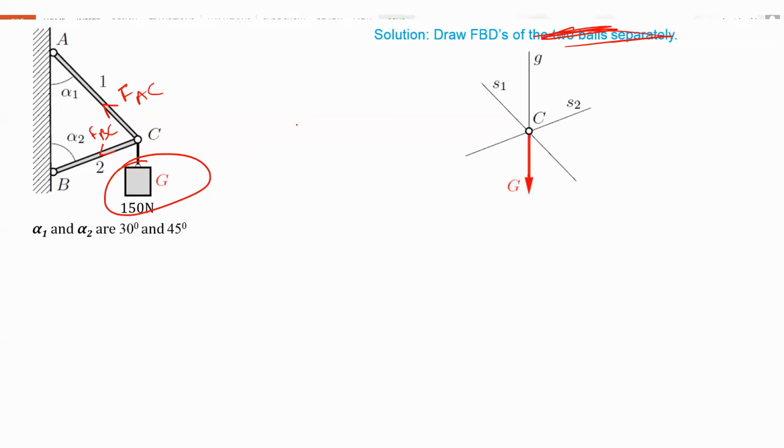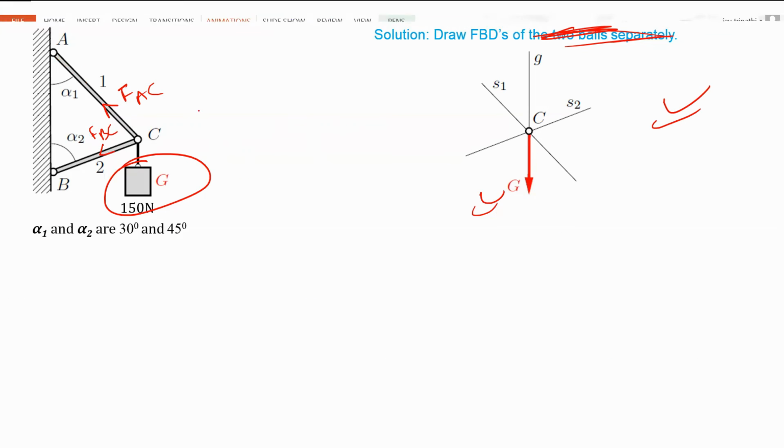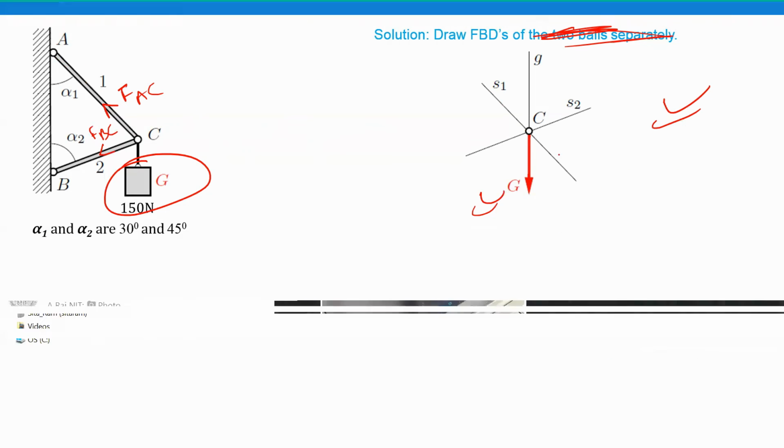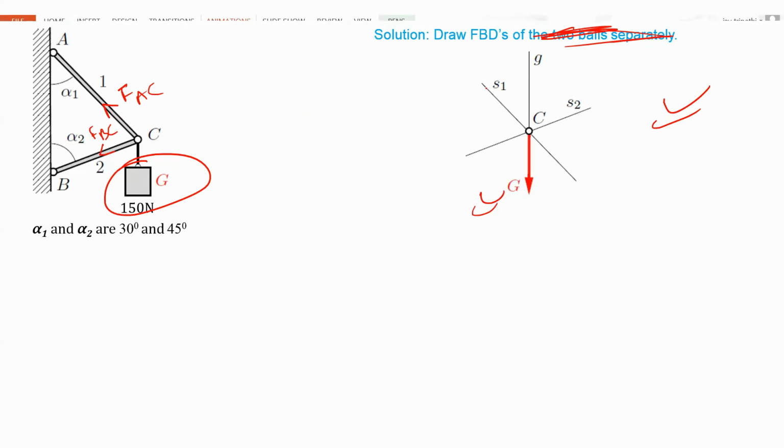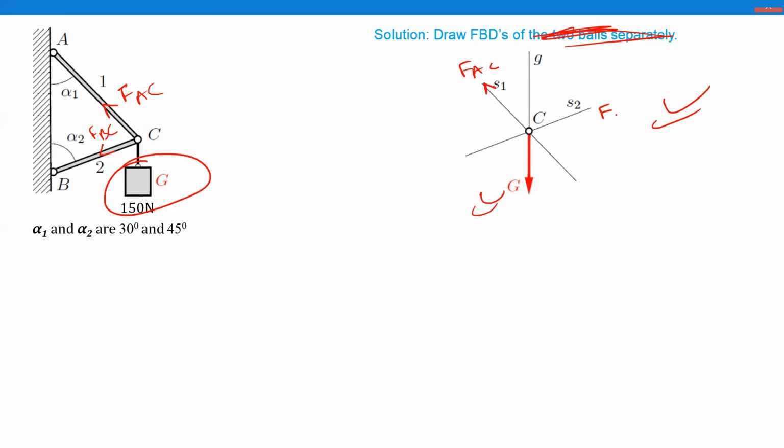What you will do: it is a three-force system, so we can apply Lami's theorem. If you apply Lami's theorem, then we have to draw a figure. So this is the G force at point C. Now let's draw the two forces. We can first draw the lines along these links. So this is the line along link 1, and this is the line along link 2. We can take this direction as FAC, and this direction as the direction of force FBC.